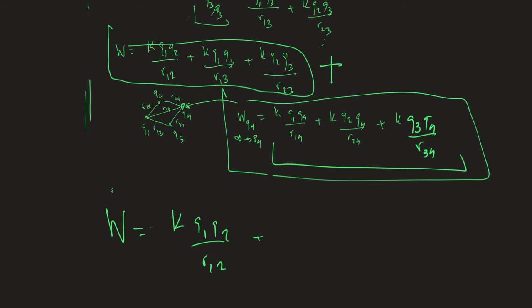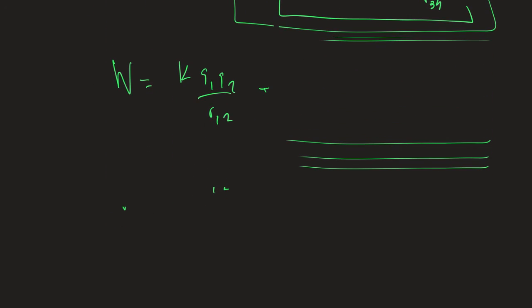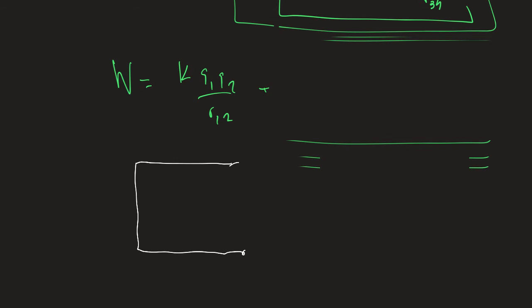For example, imagine that I have a rectangle. So I place the same charge in every corner of the rectangle. So I place the charge Q, the positive charge. So it will be a work that will be positive.